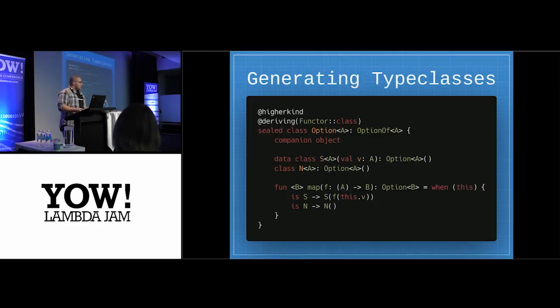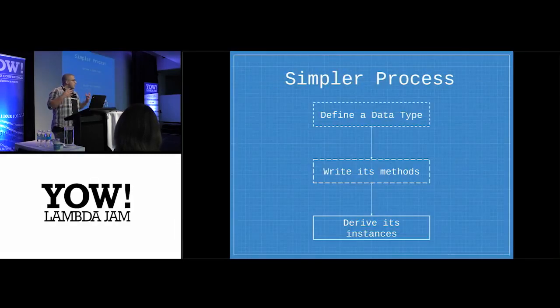If that's still too much typing, you can derive these. As long as you have access to where the class is being declared, as long as you define all of the methods that are needed in order to derive the class, you can just call @deriving, the decorator, and what class you want to derive. It'll take care of building all of that plumbing for you as well. So we have a much, much simpler process: define a data type, write its methods, derive its instances, away we go.